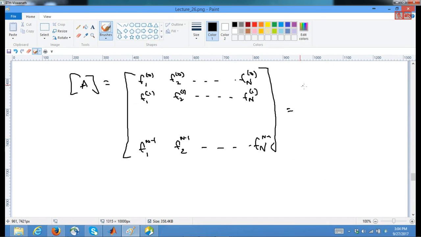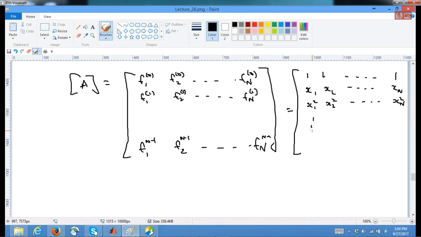So this A matrix is: a row of ones, 1 1 1 1 1, then x1, x2, up to xn, then x1 square, x2 square, up to xn square, and so on up to x1 to the power of n minus 1, x2 to the power of n minus 1, up to xn to the power of n minus 1.